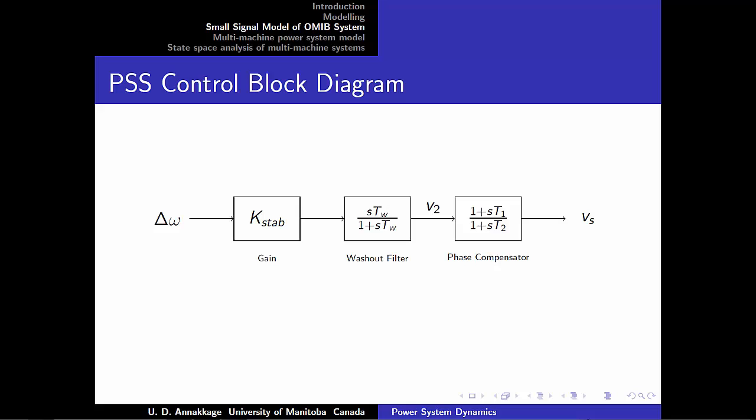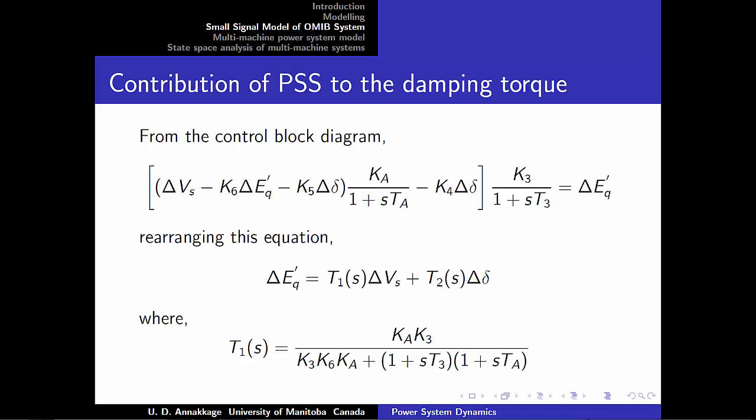The required amount of phase advance can be determined by analyzing the influence of the power system stabilizer on the damping torque component. From the control block diagram, we can write this equation, and then by rearranging the terms in this equation, we can obtain delta EQ prime to have two components: one component due to delta Vs, which is the power system stabilizer signal, and the second component due to delta delta.